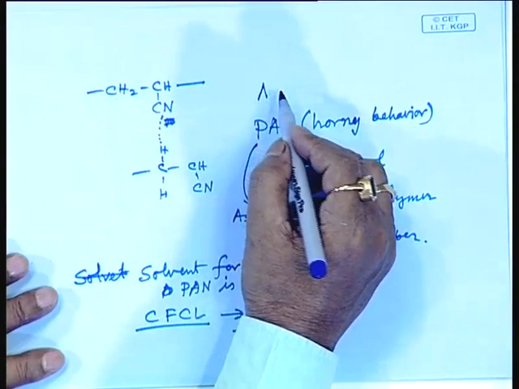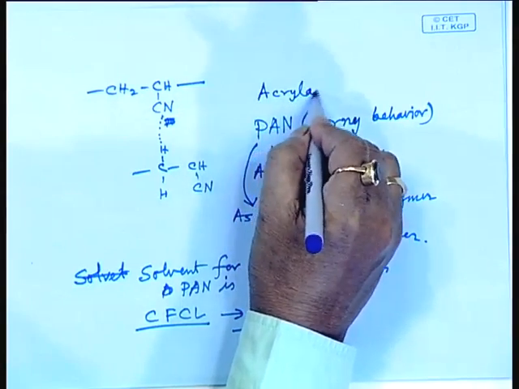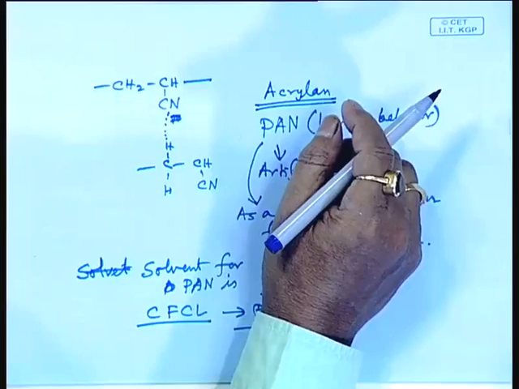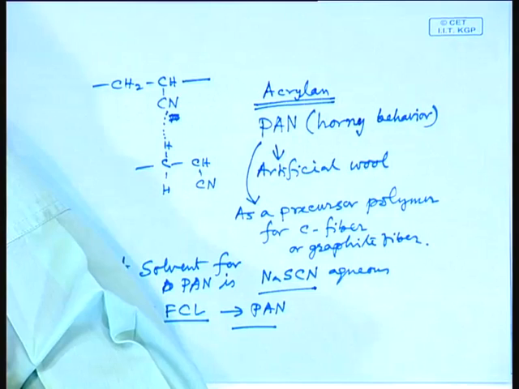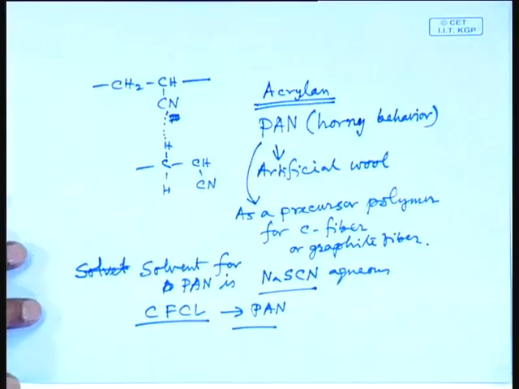Acrylan, synthetic wool is known as, what is it called in the market? In the market we get it by the name of, what is that called? Acrylic fiber. These are PAN fibers, acrylic fibers are PAN fibers. So, in this PAN fiber, we find there is extensive hydrogen bonding between this nitrogen and hydrogen.